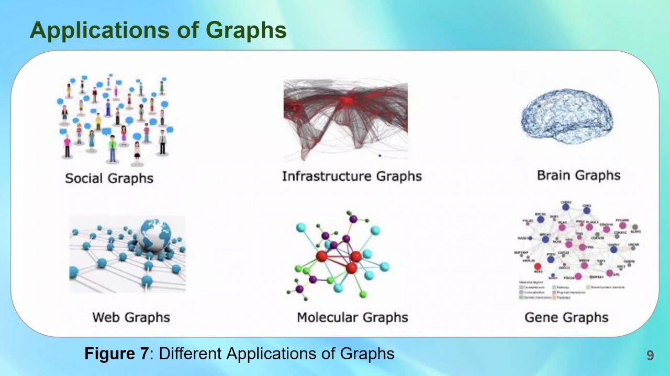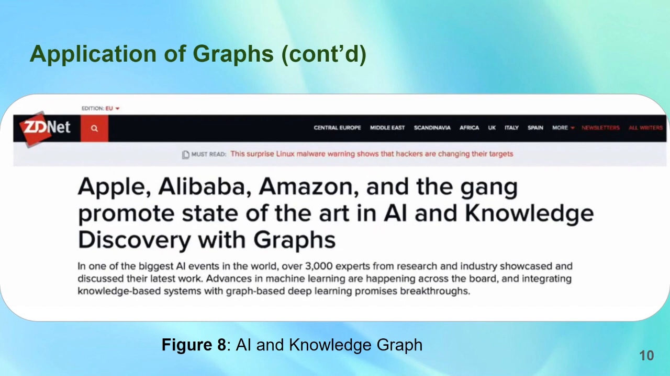There are many different applications of graphs. They are used to design social graphs, infrastructure graphs, brain graphs, web graphs, molecular graphs, gene graphs. Even big companies like Apple, Alibaba, and Amazon are integrating them with AI to gain specific insights and to build knowledge graphs.